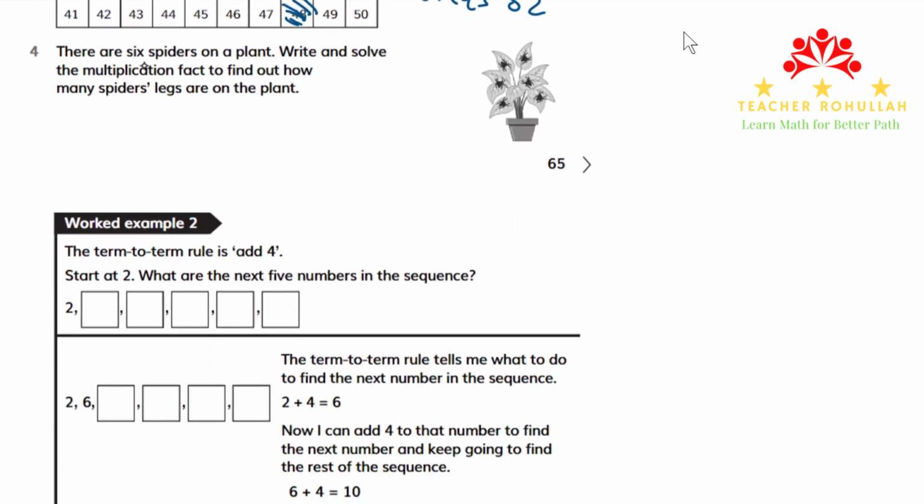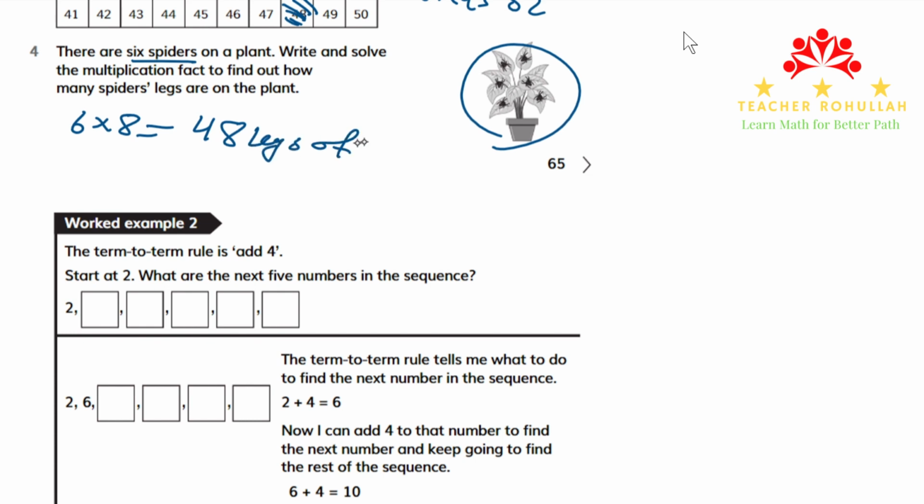In question number 4, it says, there are 6 spiders on a plant. Write and solve the multiplication fact to find out how many spider legs are on the plant. So we are seeing the spiders on each leaf here on the plant. To find out how many legs of spider we have, we can multiply 6 by 8. Spiders have got 8 legs. So 6 times 8 is 48. Now there are 48 legs of spider.